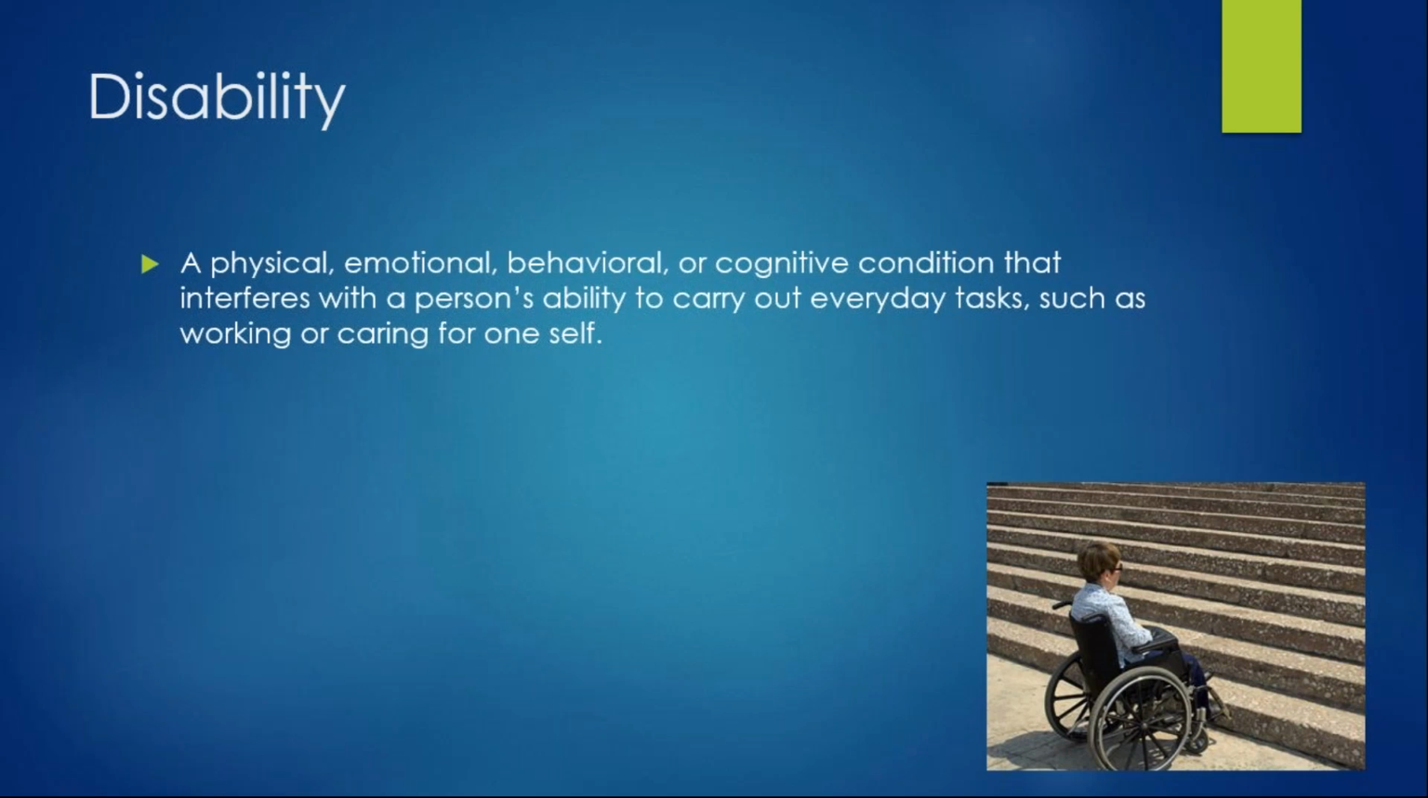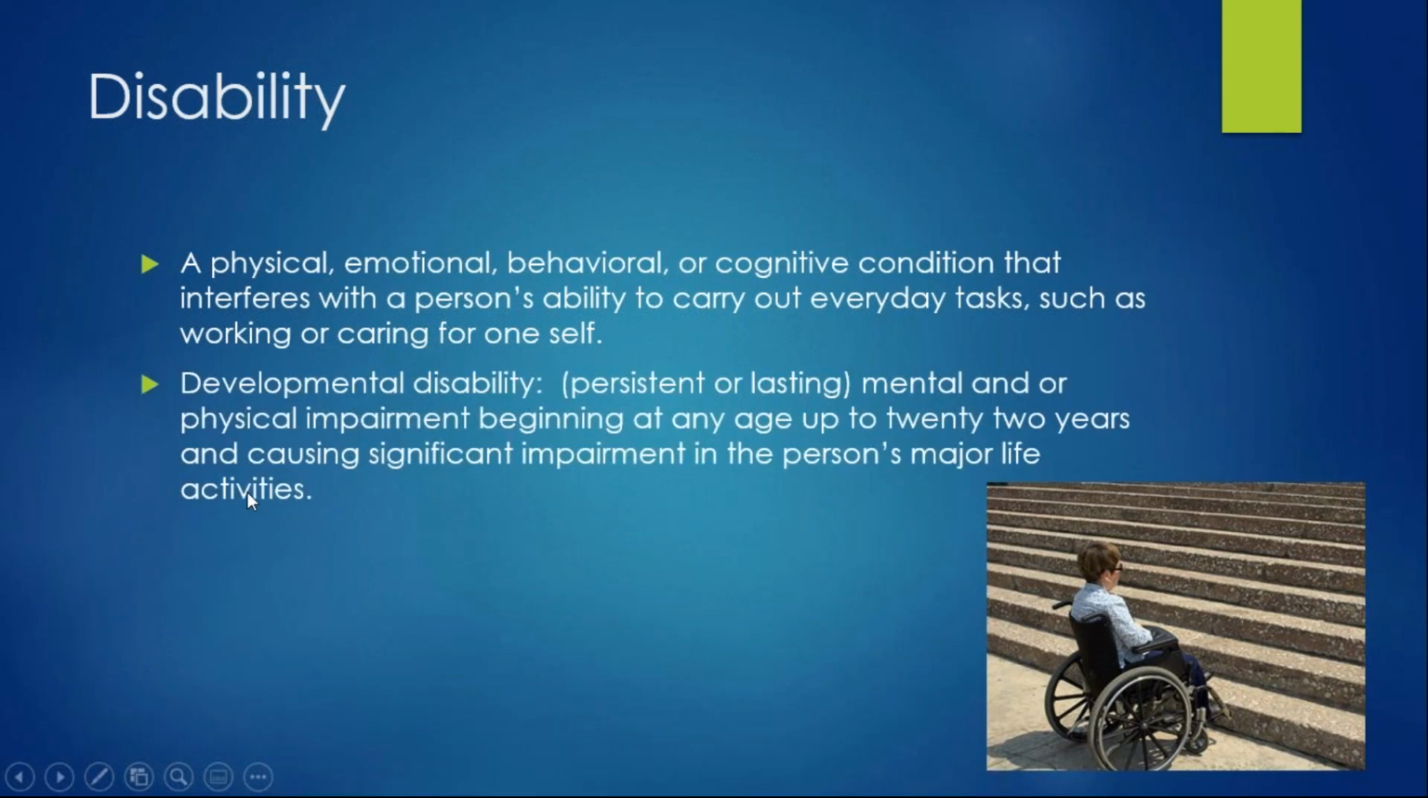So kind of like our heart disease definition, this is a blanket term of a bunch of different things that can interfere with somebody's ability to actually care for themselves and or be a member of society at this point. With developmental disability, so this could be persisting or lasting, and this is going to be a mental and or physical impairment beginning at any age up to 22 years and causing significant impairment in the person's major life activities.